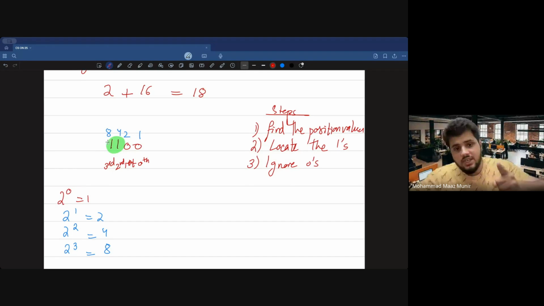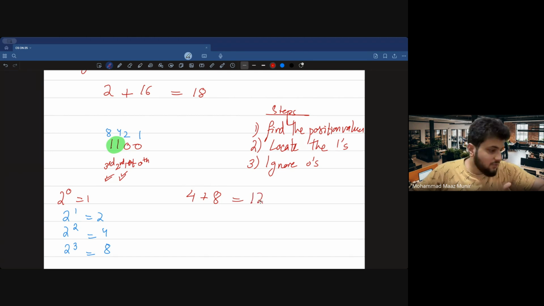Now we have these two ones. We located one at the second position, and then we have a 1 at the third position. Now we just need to add the corresponding values of those ones. What's the value of the second position one? It's 4. Then what's the value for the third one? It's 8. So 4 plus 8 is 12.